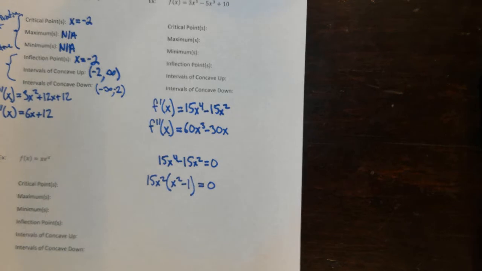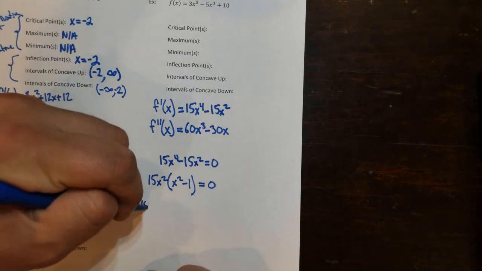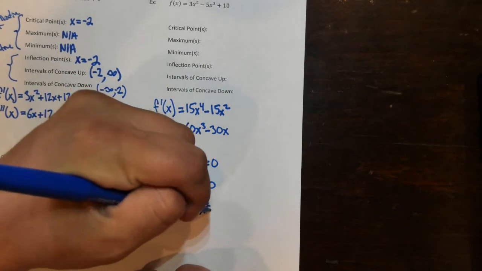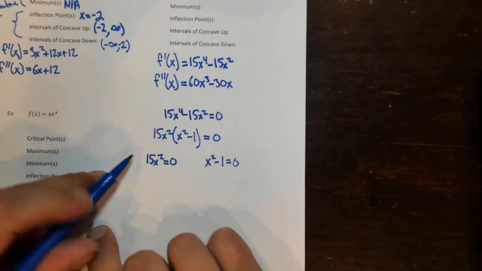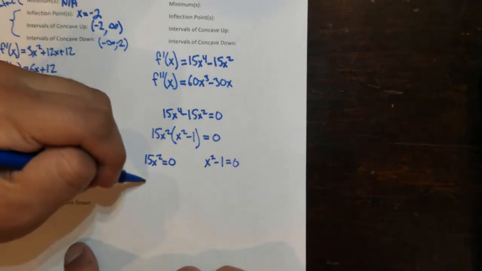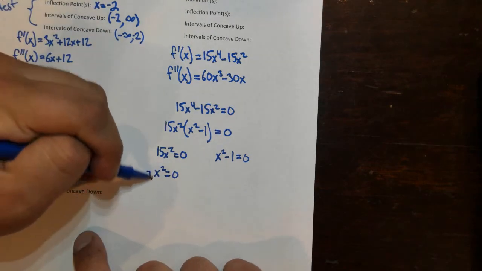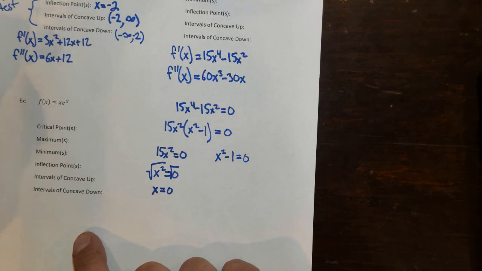Now that we have it factored, we can set each factor equal to 0 and solve for x. So we have 15x squared equals 0 and x squared minus 1 equals 0. Well, this one's pretty easy. If we divide both sides by 15, 0 divided by 15 is just 0, so we have x squared equals 0. Square root of 0 is just x equals 0.